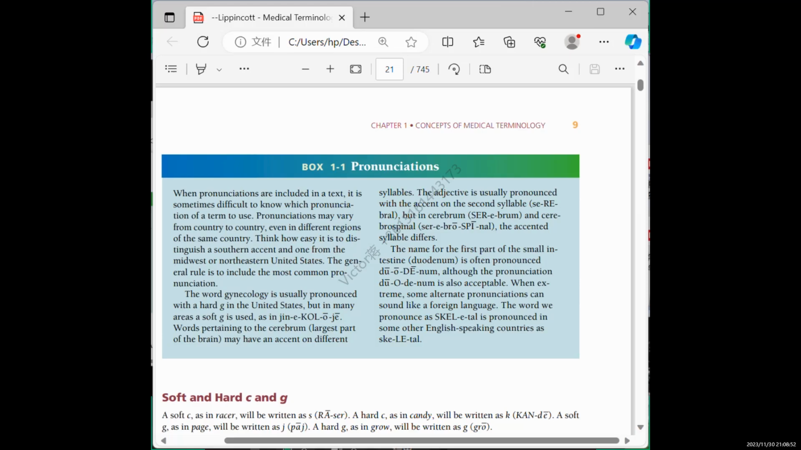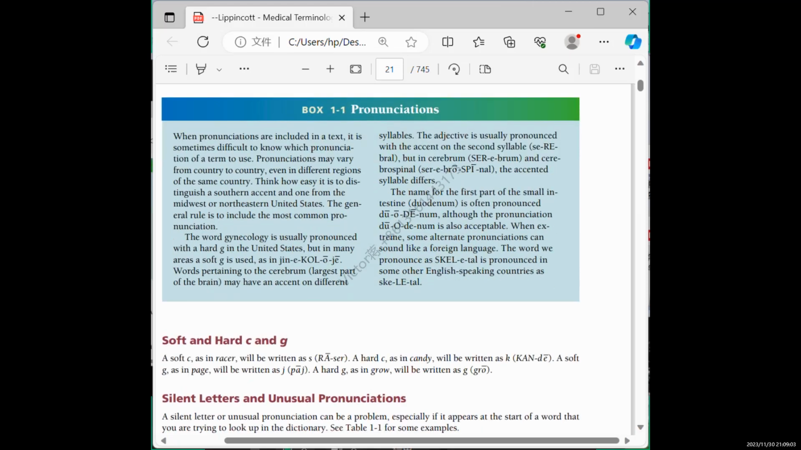I see here it's Box 1-2-1, pronunciations. When pronunciations are included in the text, it is sometimes difficult to know which pronunciation of the term to use. Pronunciation may vary from country to country, even in different regions of the same country. Certainly there's some local accent. But don't worry. Generally speaking, even though there is some difference in pronunciation between American English and British English, I think they can understand each other, because this kind of pronunciation difference is not a big deal, right?